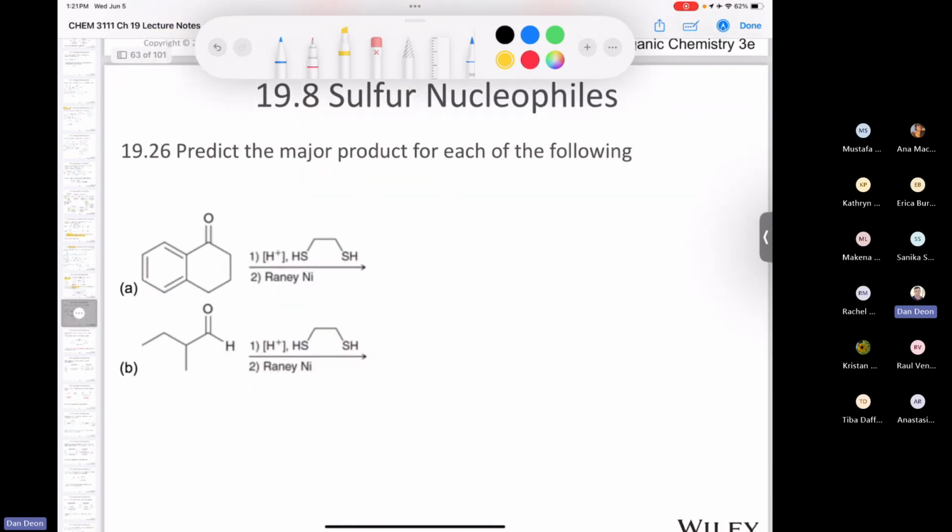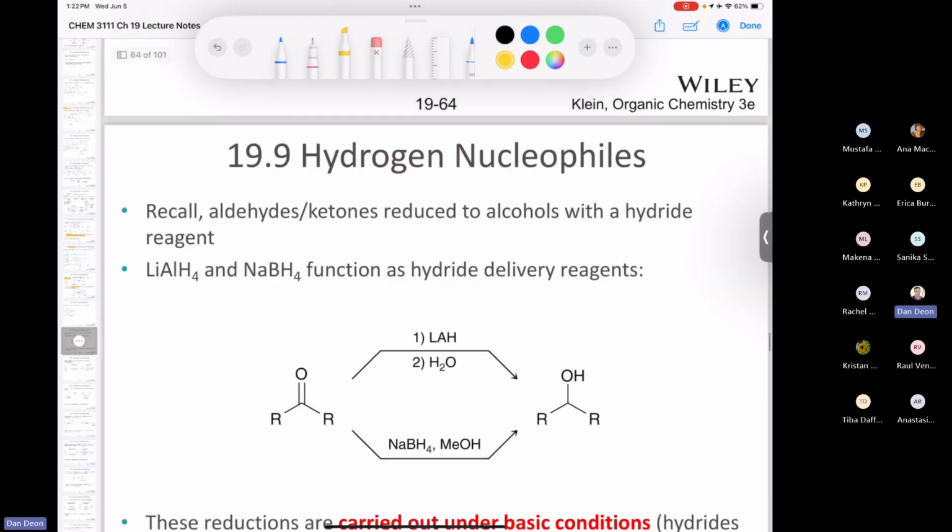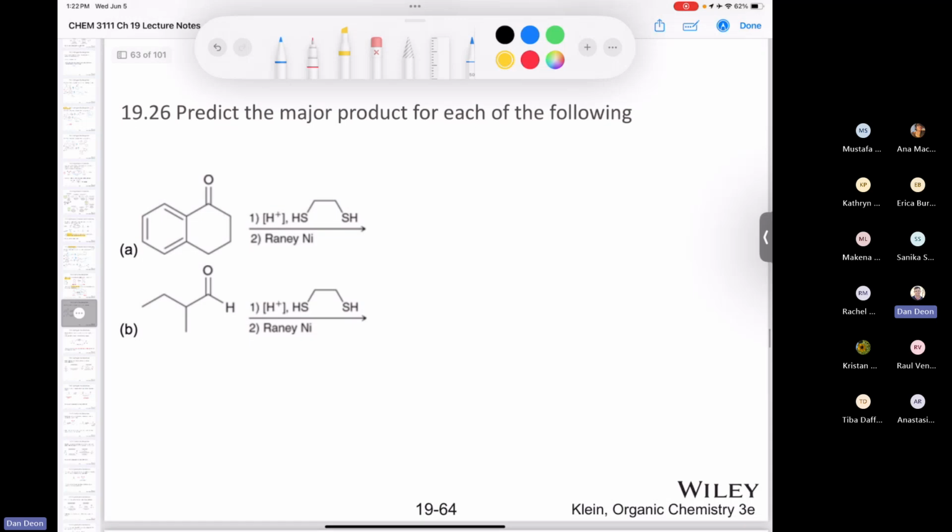So let's take a look at this question here. It's not meant to be anything mind-blowing. It just says predict the product for each of the following. And I think I might have done the first one and it got deleted or something. I don't remember. But anyhow, let's take a look at it again. So in the first step, we're taking this dithiol. So this is 1,2-ethanedithiol, right? It's dithiol because you've got two thiols in it. So 1,2-ethanedithiol. And then we have a catalytic amount of acid.